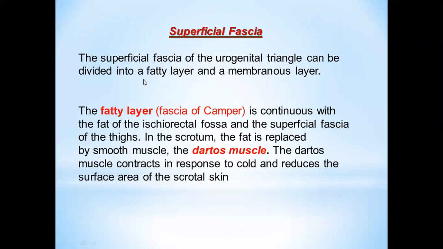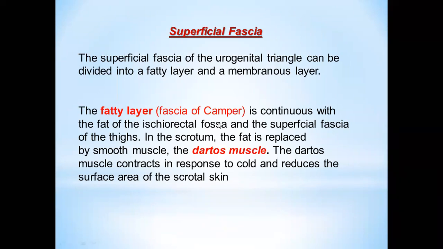So this superficial fascia is divided into two layers, the fatty layer and the membranous layer. This fatty layer, another name for which is the fascia of Camper, is continuous downwards with the fat of the ischiorectal fossa and superficial fascia of the thigh. So this fatty layer also goes towards the lower limb. When it goes into the lower limb, it is called the superficial fascia of the thigh.